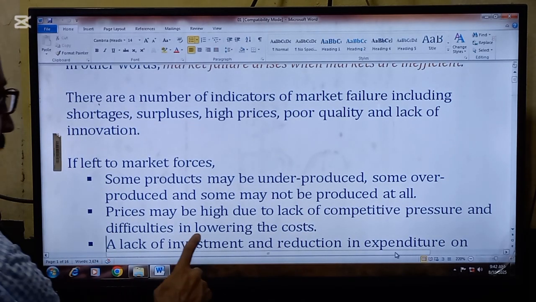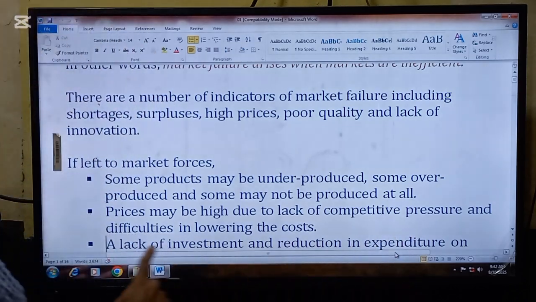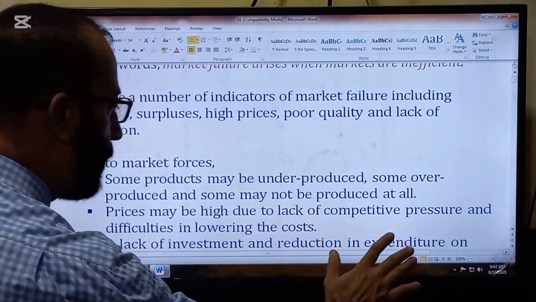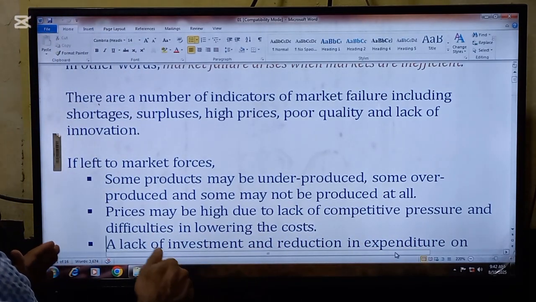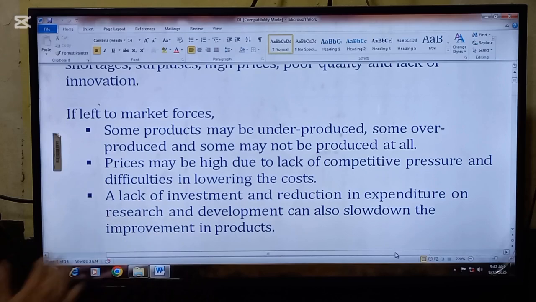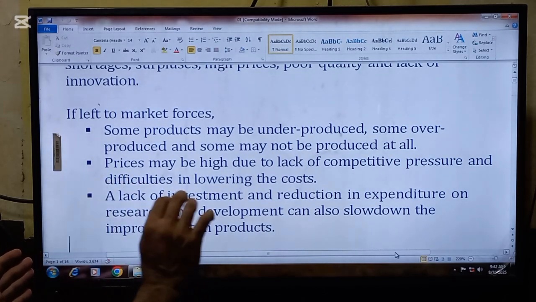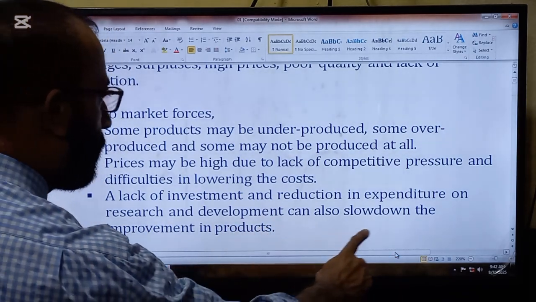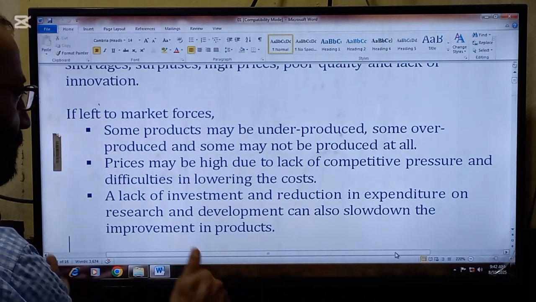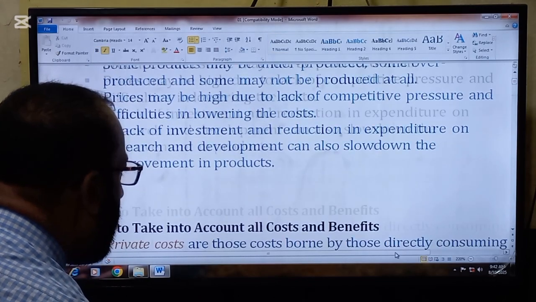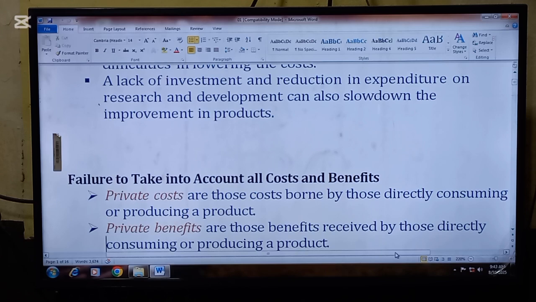Next, prices may be high due to the lack of competitive pressure and difficulties in lowering the cost. So definitely if there is a lack of competitive pressure, it will be difficult to lower the cost, because there will be no competition at all. So businesses will be free to set the prices. A lack of investment and the reduction in expenditures on research and development can also slow down the improvement in the product. So if there is lack of research and development, innovations will be very less, new types of products will not be produced, and the quality will not be improved.